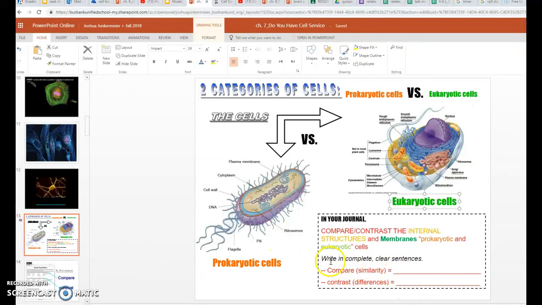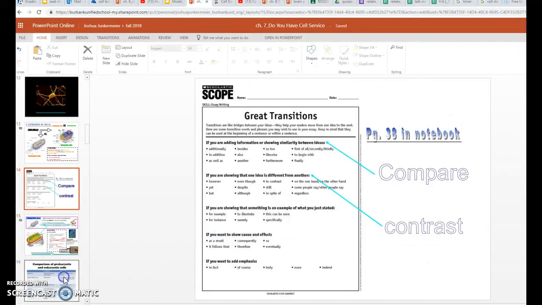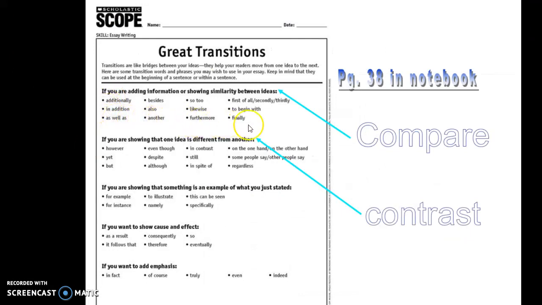When you compare, you want to use a word that shows how they're similar. And if we go back here, I'm going to zoom in. So use one of these words here, any of these 1, 2, 3, 4, 5, 6, 7, 8, 9, 10, 11, 12. Use one of these 12 words to compare and show how similar the two cells are. So find something that's similar about the cells and then use one of these words to write a sentence.